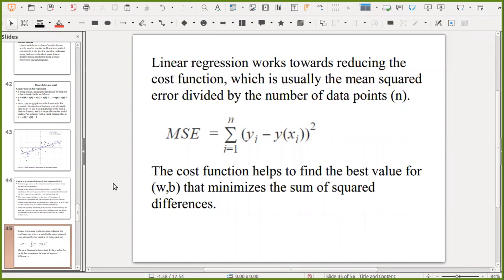So this is the formula. Here we are talking about the difference, the square, and the sum of the squares. Linear regression works towards reducing the cost function, which is usually the mean squared error, divided by the number of data points n.